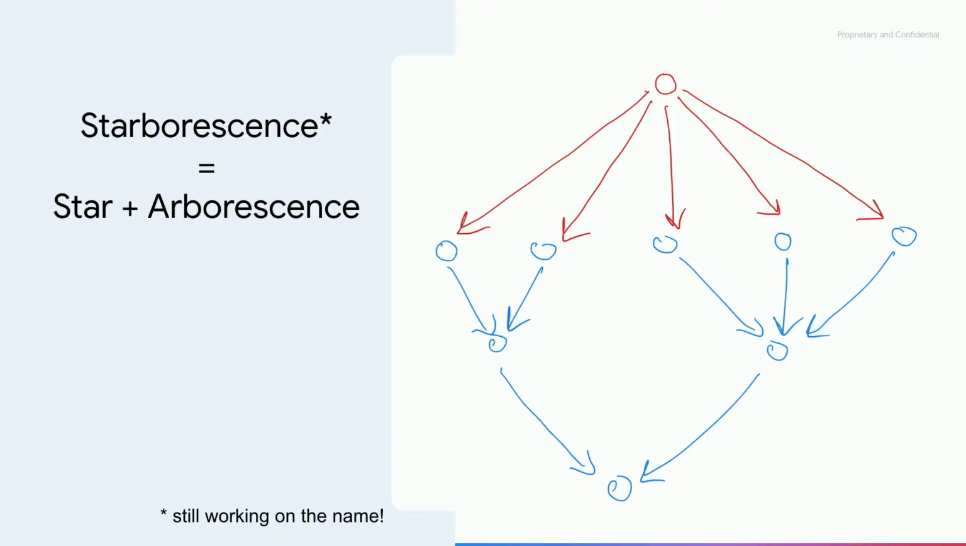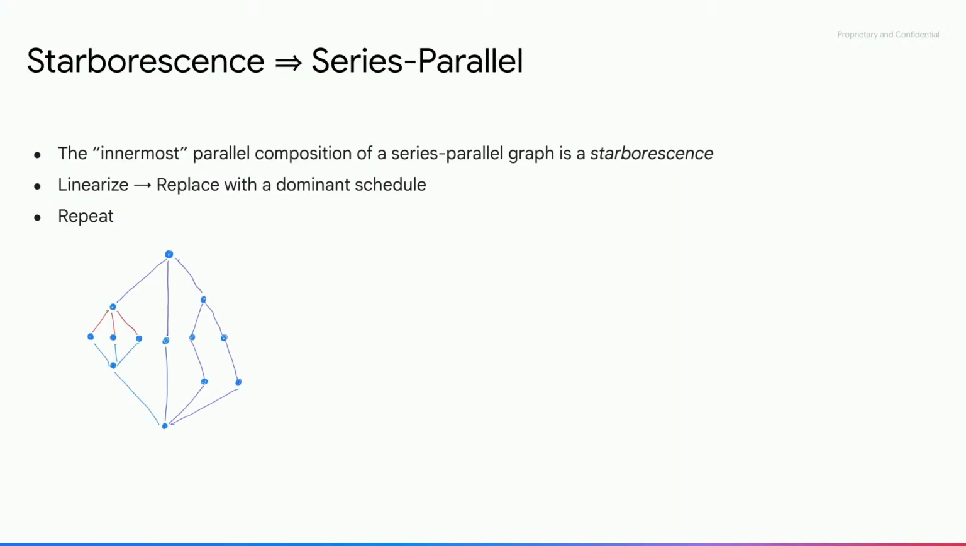Great, starborescence. Why do we care about this? We can first show, and this is not super hard, that if you know how to solve the peak memory scheduling problem on a starborescence, you can solve it on general SP graphs. This is simply because if you stare at an SP graph, you see that the innermost parallel composition is always a starborescence. So you take the starborescence out, linearize it by replacing it with the dominant schedule, and then you keep repeating.